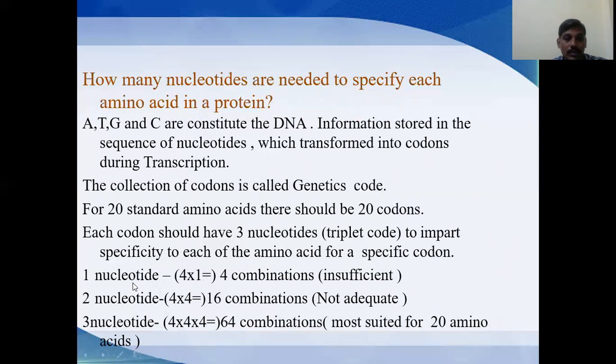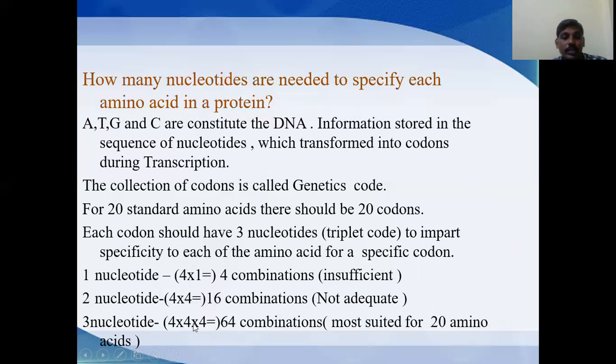Some geneticists took 2 nucleotides as 1 unit. So 4 into 4. For example, guanine combines with A, GA, GC, GT, GG. Like this, 16 combinations are formed. These 16 combinations are also not adequate for 20 amino acids.